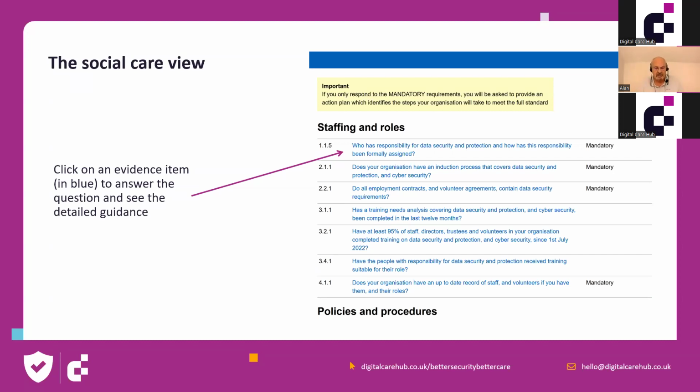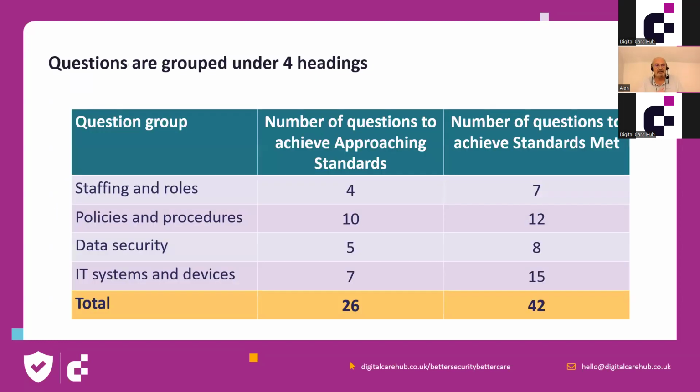As I said, the questions are grouped in 4 headings, as we can see here. So we've got staffing and roles, policies and procedures, data security, IT systems and devices. You can see that there are varying numbers of questions within each of those sections, and that there are a different number of questions depending on whether you're going for approaching standards or standards met. In total, approaching standards has 26 questions, standards met has 42.